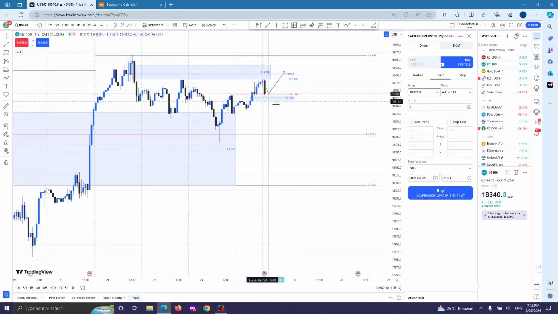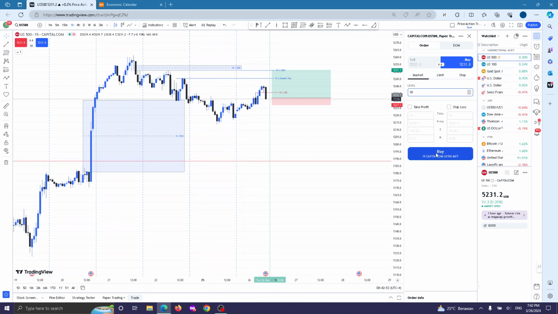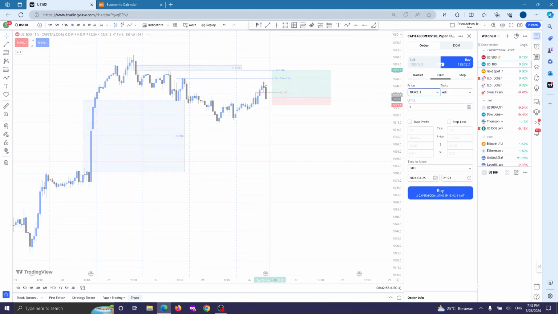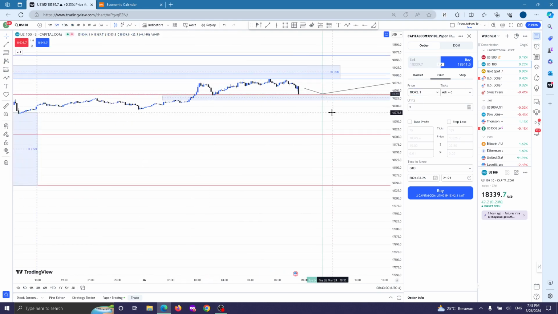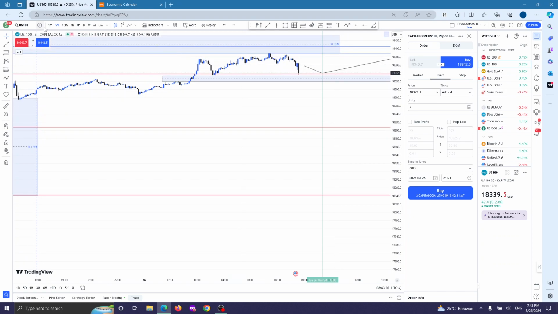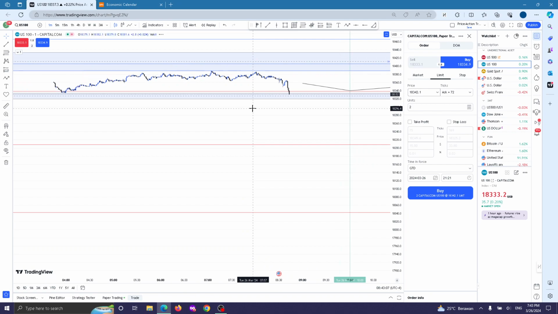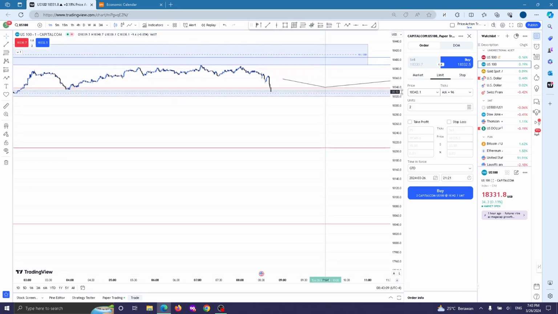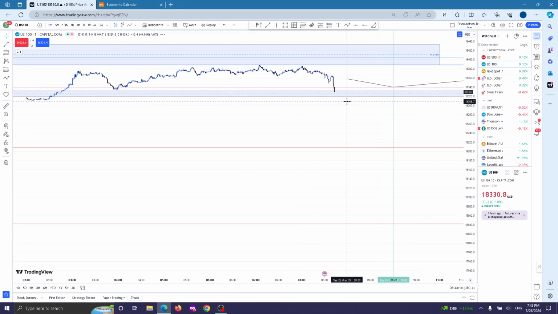We are at this OB now. We should see price coming up. Can take longs here, or maybe go for the 5-minute time frame for entries. I'll play it safe.